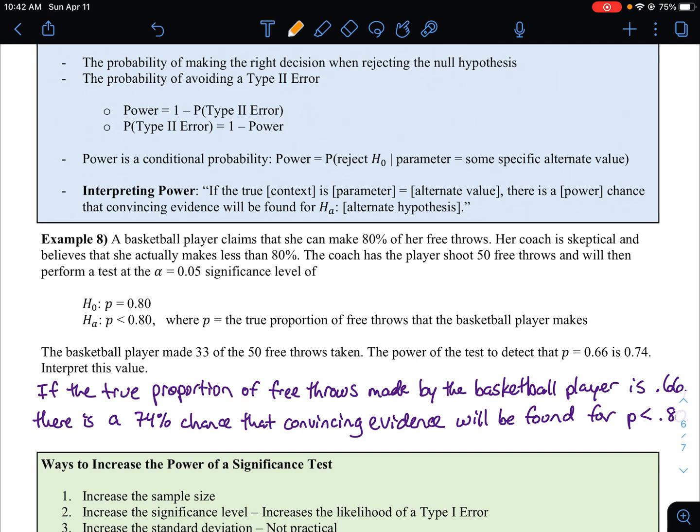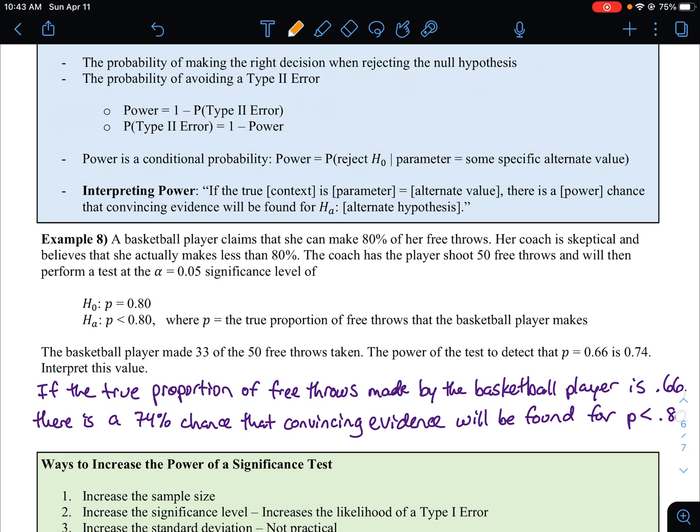In example 8, a basketball player claims that she can make 80% of her free throws. Her coach is skeptical and believes that she actually makes less than 80%. The coach has the player shoot 50 free throws and will perform a test at an alpha equals 5% significance level. So again, the claim was 80%, P is equal to 80%. The coach is skeptical, so the alternate hypothesis is P is less than 80%, where again, P is the true proportion of free throws that the basketball player makes.